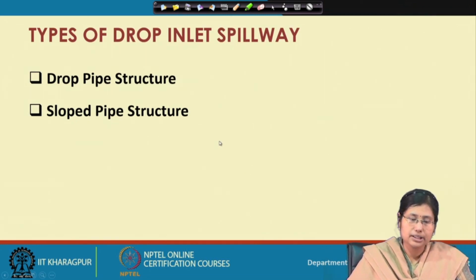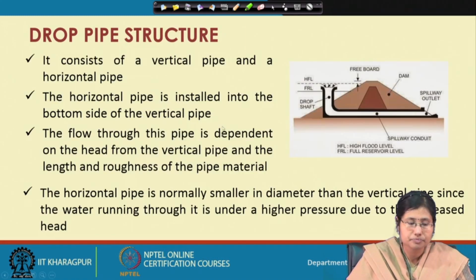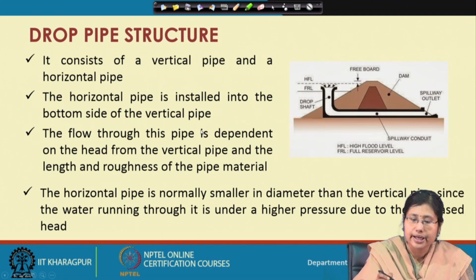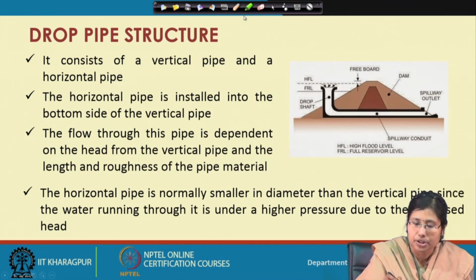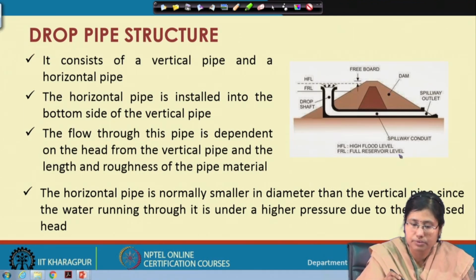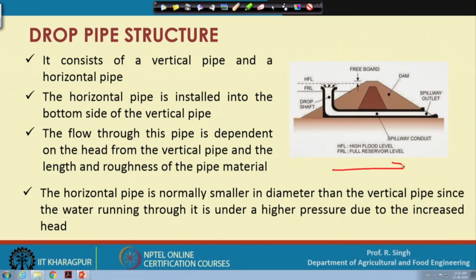Now, what are the types of drop inlet spillway? There are basically two types. First is drop pipe structure and the second one is sloped pipe structure. Now, coming to the drop pipe structure. Here at the right side you can see the drop pipe structure. This is one of the drop pipe structures.